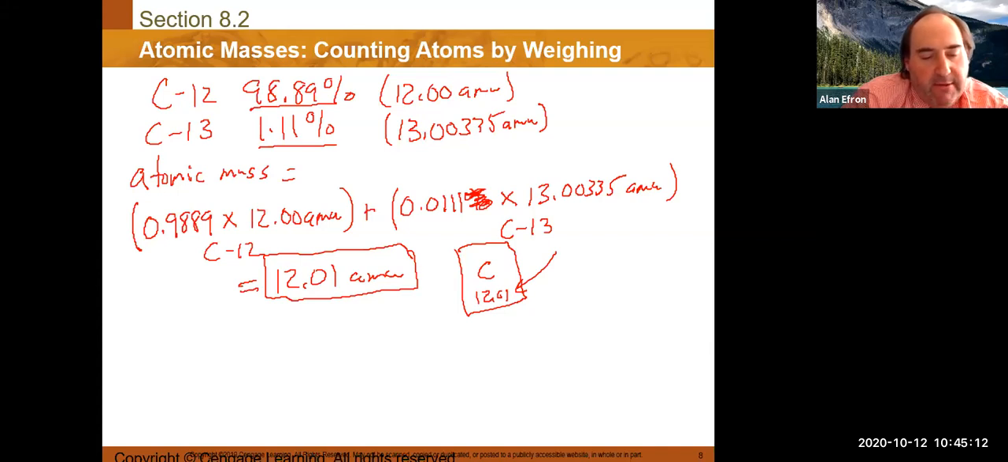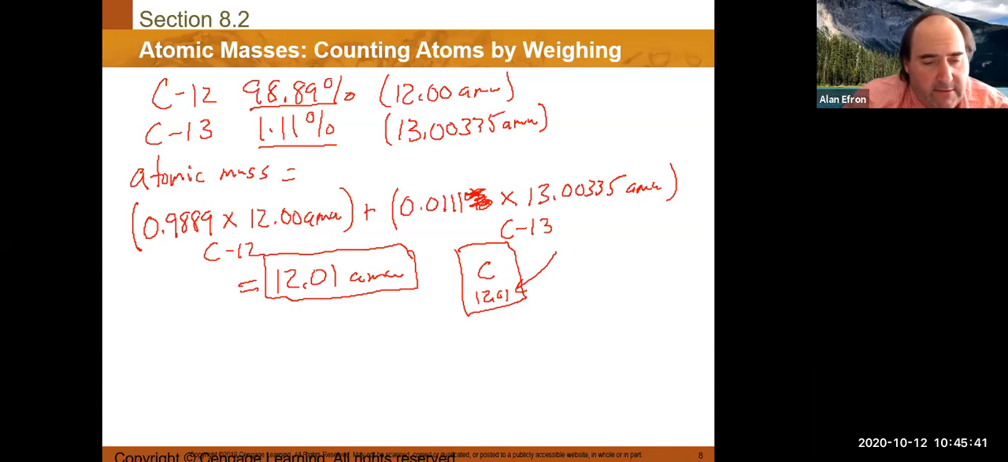It's good to know that if you could pick up a carbon atom and weigh it, you would never really find a carbon atom that has a mass of 12.01. You would either find a carbon atom that has the mass of 12, like the carbon-12 isotope, or you might find a carbon atom that has a mass of 13 and some change, like the carbon-13 isotope. But again, we use the average value as the atomic mass.